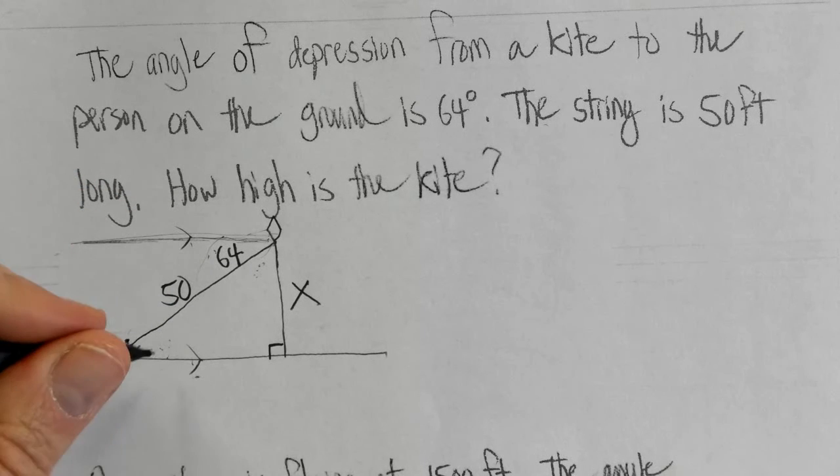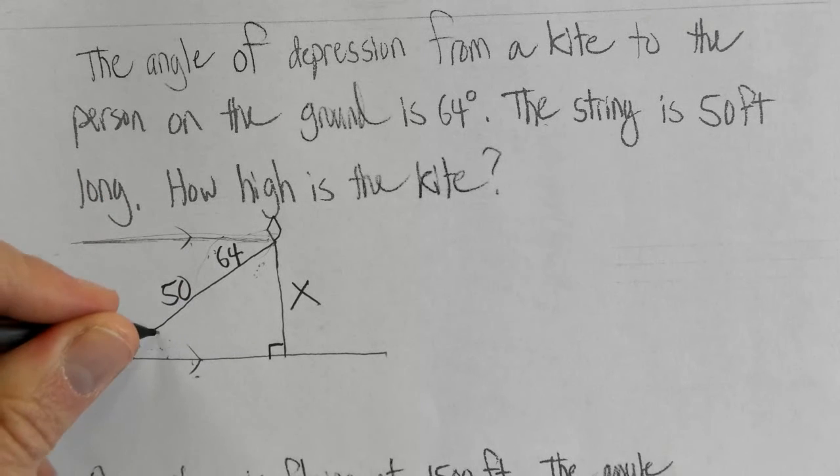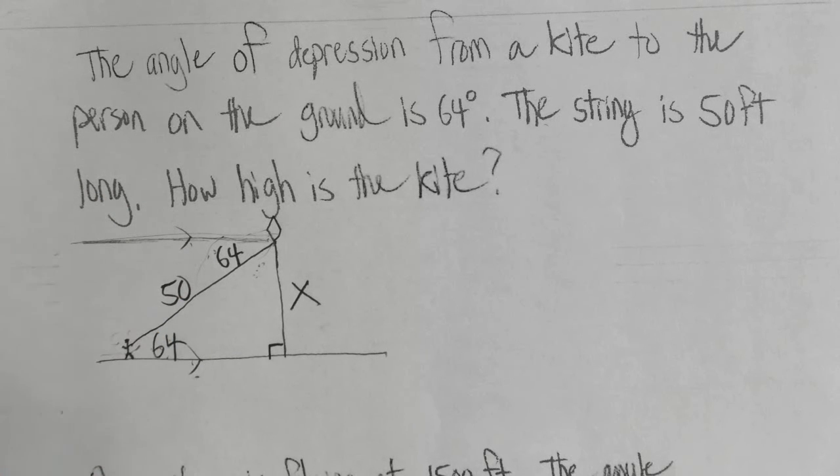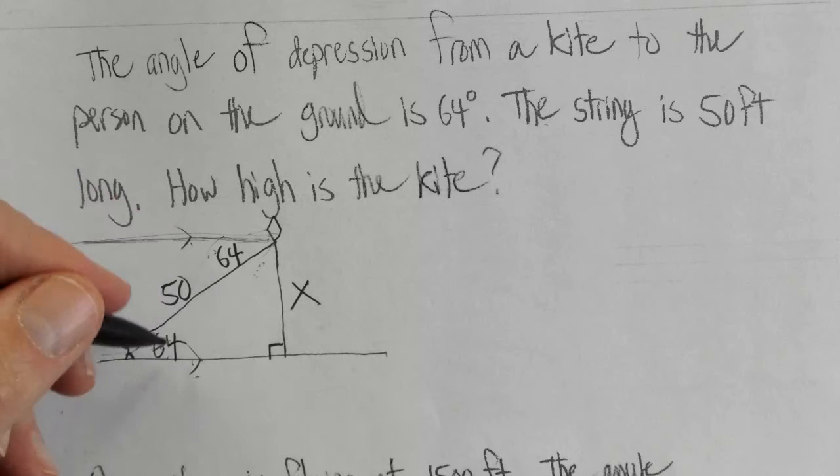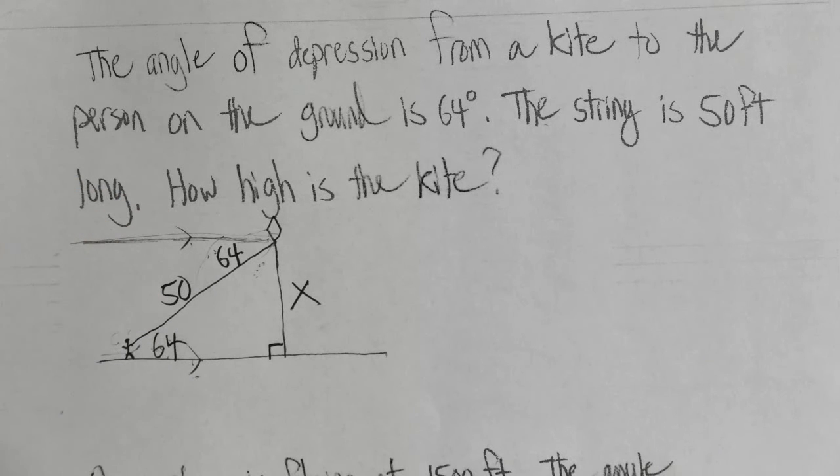Alternate interior angles have to be congruent. So if this is 64 degrees, this is 64 degrees. All right, so these two angles have to match. And now I have an angle inside of the triangle. Okay? And so now that I've got that angle, let's see what we've got.